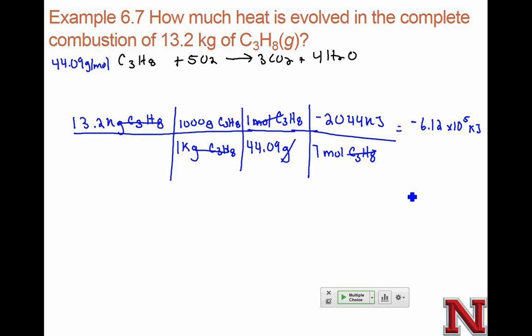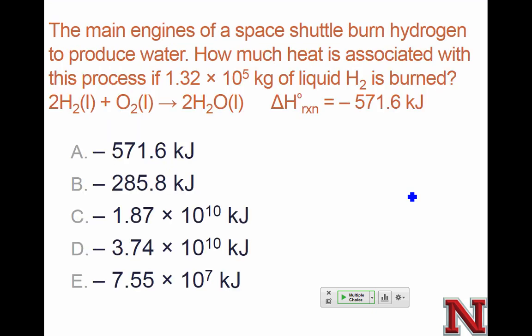So looking at the iClicker question, it's very much the same. But the difference here, we're looking at starting with our H2 liquid. So that means that for every 2 moles of H2 that is reacted with O2, we form 571.6 kilojoules. So you can't forget that 2. That 2 is really important.